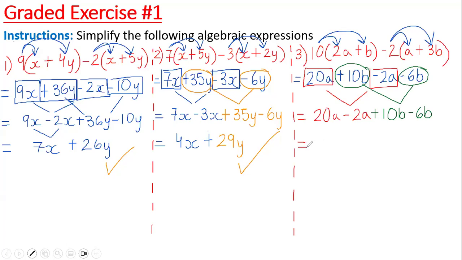20a minus 2a is going to be what? 18a. Very good, 18a. Plus 10b minus 6b is what? 4b. So it's going to be 18a plus 4b. Anyone got this right?